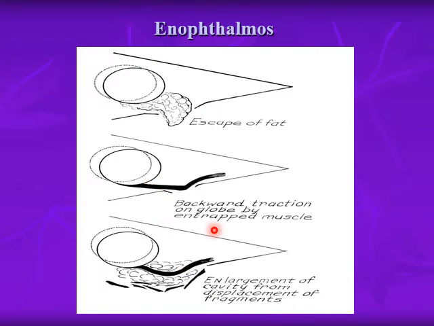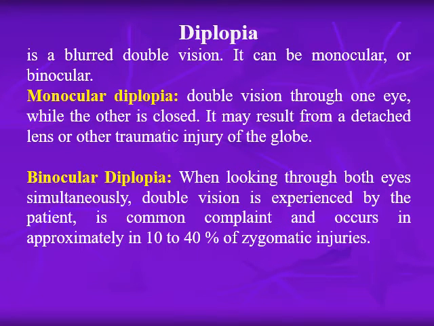It may also result from entrapment of the muscle and backward traction of the globe due to the entrapment of the ligament or the muscle. This is the cause of enophthalmos. Clinically, enophthalmos of less than 2 mm does not need treatment. More than 3 mm needs treatment. Very important.